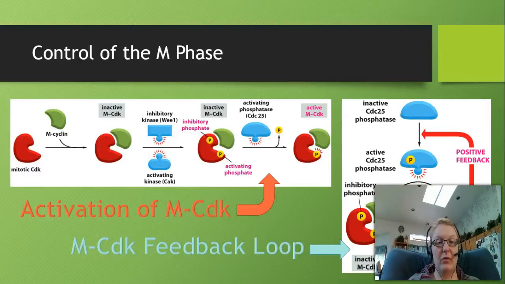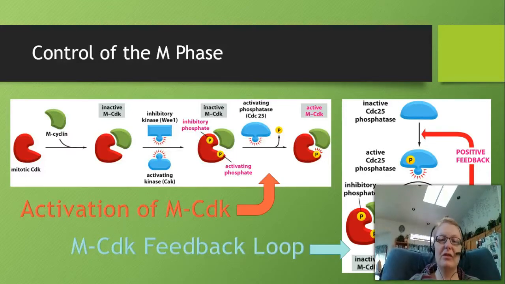So now let's look at how we move into M phase first. At this point the cell has finished up G2 and we're ready to move on to M phase. All the correct signals are there, we're ready to go. So what you see here is the activation of the M-CDK. The mitotic CDK shows up and binds the M cyclin. In this case the inhibitory kinase and the activating kinase show up and phosphorylate this mitotic CDK. You can see that here with this inhibitory phosphate.